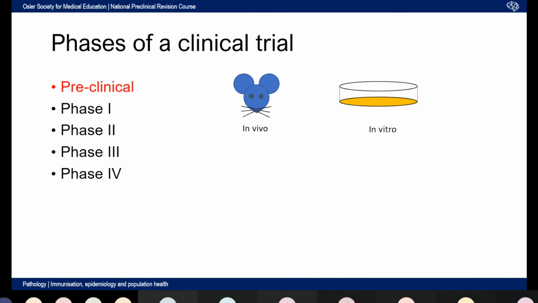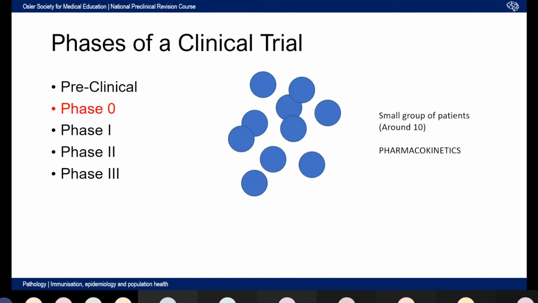And so the whole pathway, if you're trying, for example, to bring a new treatment to clinical use. First you'd have your preclinical studies, which are carried out in vivo, so in animal models, and in vitro. Then you've got your phase 0 studies. This is carried out on a small group of patients, about 10, and that's just testing the pharmacokinetics. So is it cleared from the body as you expect? Is it absorbed as you expect? And the pharmacodynamics as well.